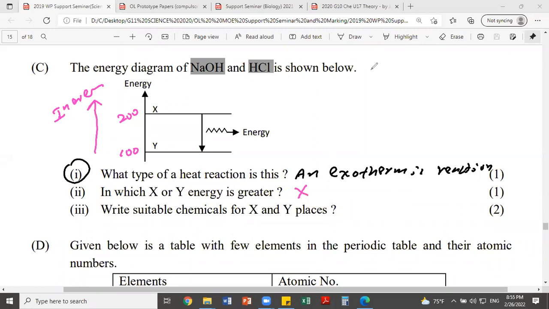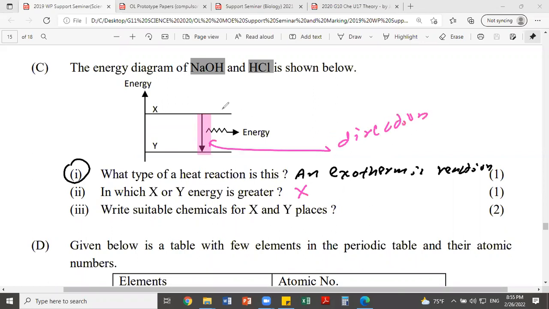Write the suitable chemical substance. During an exothermic reaction, why is this middle arrow there? This is the direction of the reaction. Please put an arrow. This pink arrow is the direction of the reaction. Direction means reactants to products. What are the reactants? NaOH and HCl. NaOH and HCl become the reactants, so you have to write them at the top. In a chemical reaction, the arrowhead is pointed from reactants to products.